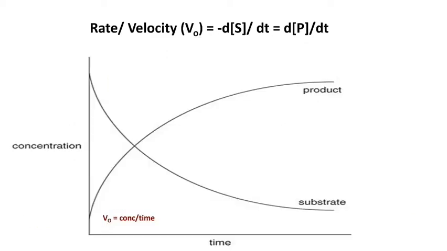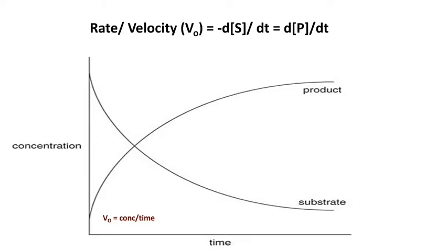Now, if we look at a concentration versus time curve of a reaction, we can see that there is an increase in product concentration and a decrease in substrate concentration as time increases. So the rate of formation of product is inversely related to the rate of formation of the substrate or the reactant of the specific reaction.